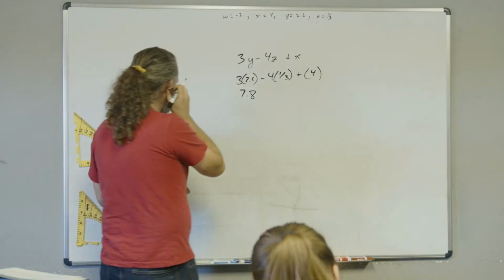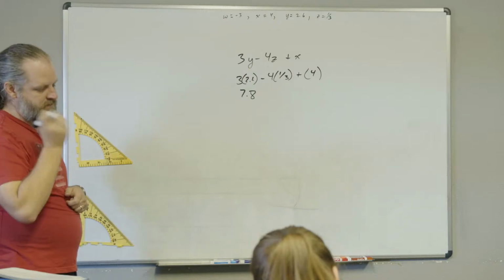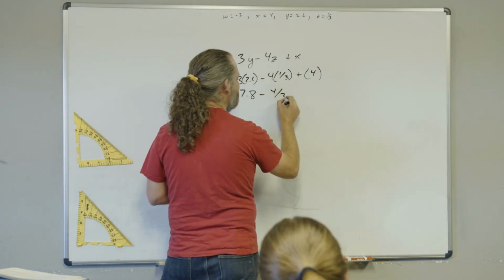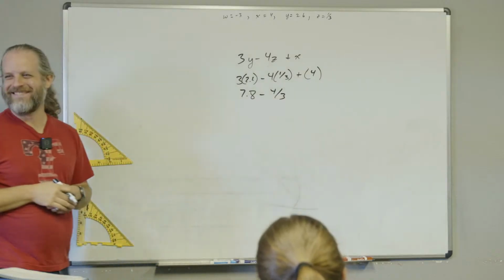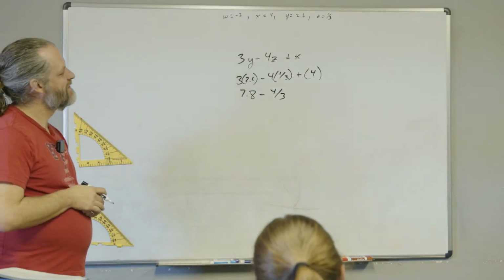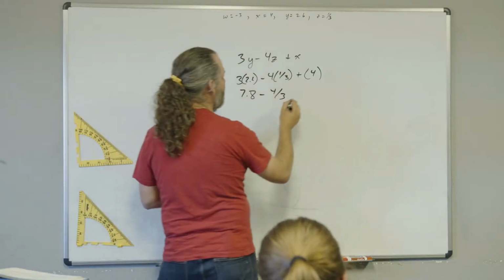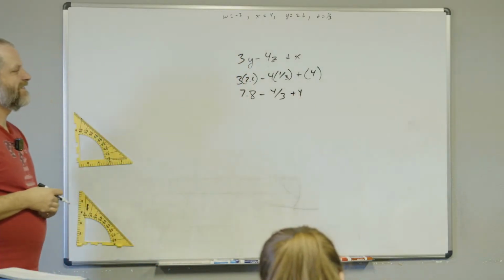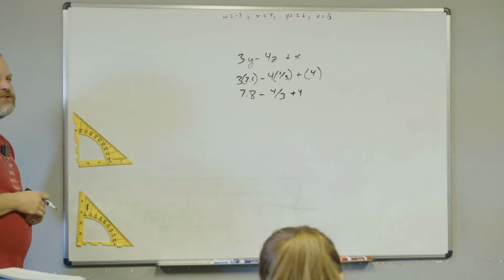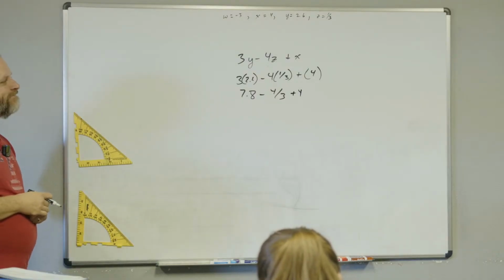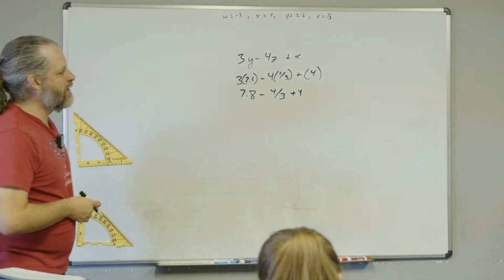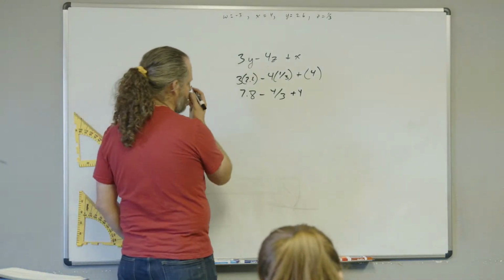What is -4 times 1/3? -4/3. I agree. What is 4? 4. Yeah. 4 is 4. I agree. What's 7.8 minus 4/3 plus 4? 10.4.